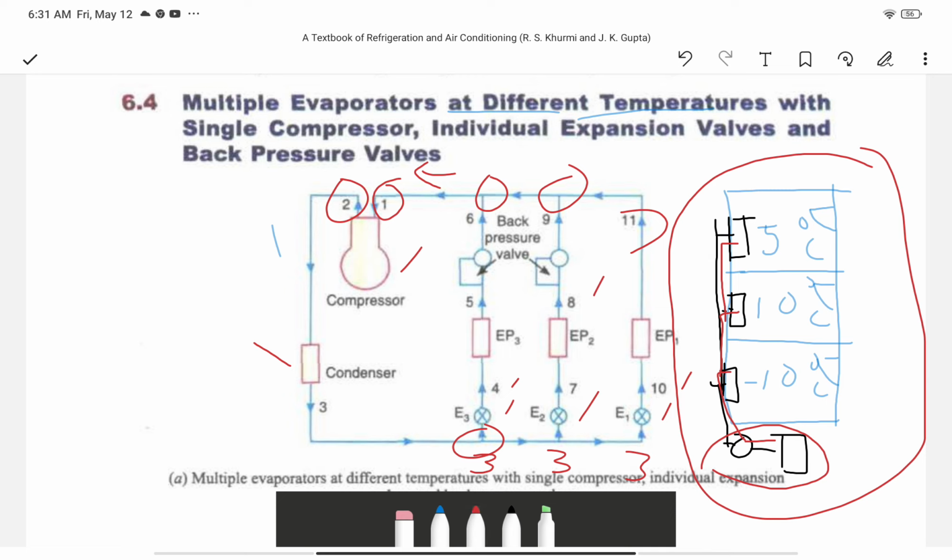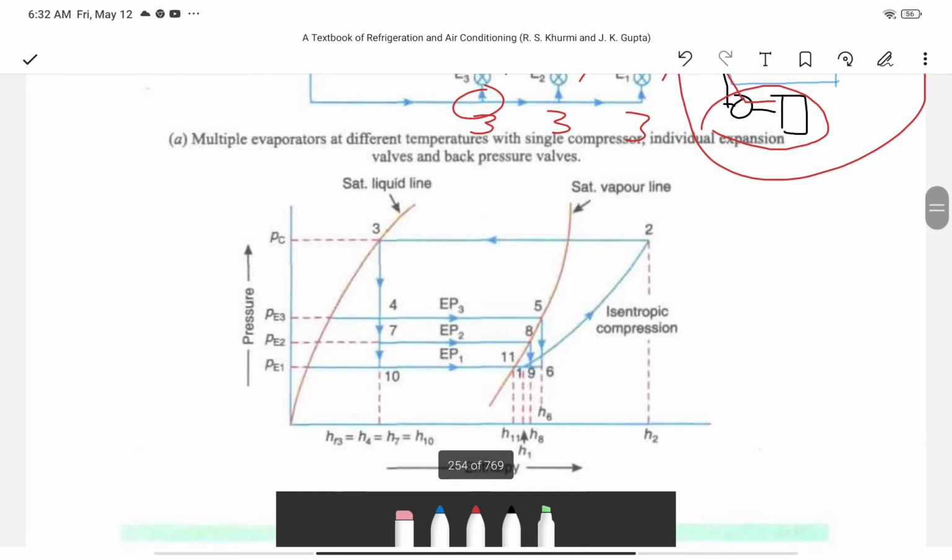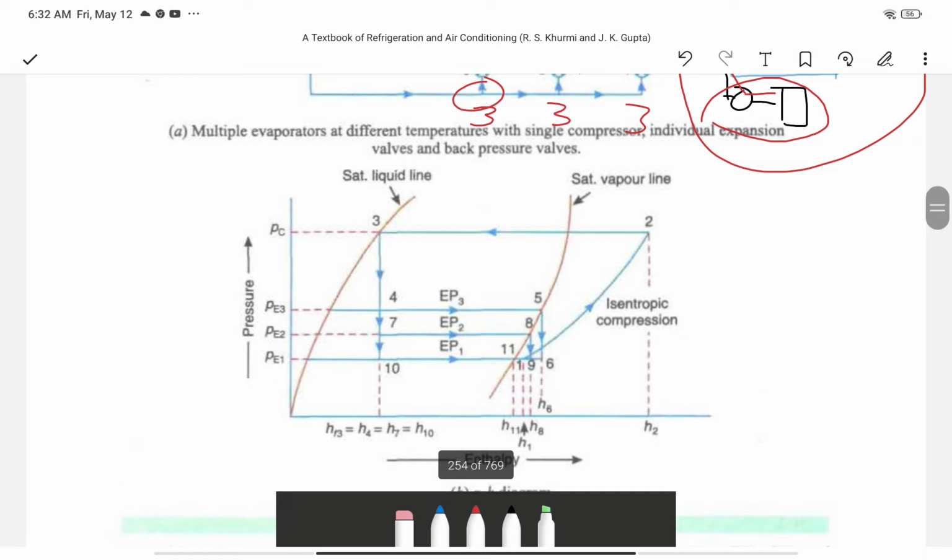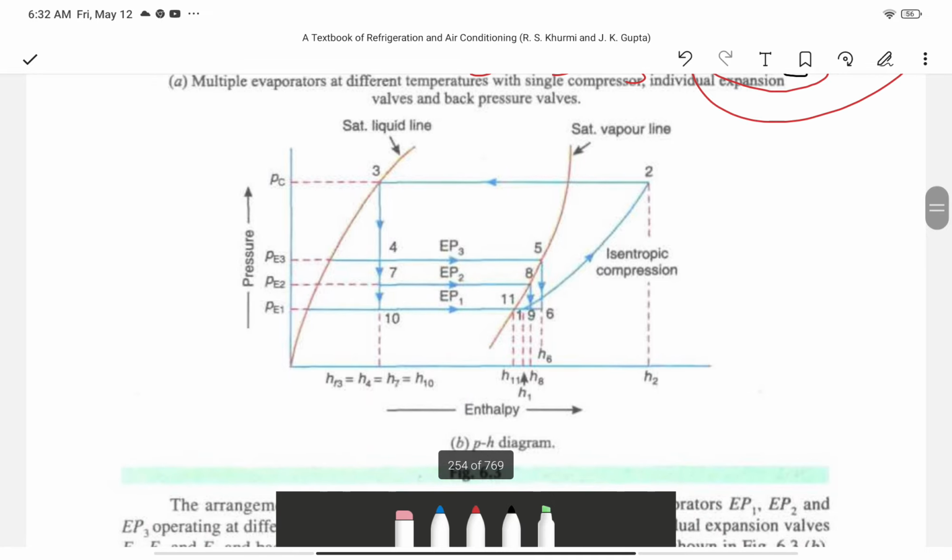Now let's see the pH diagram. This is actually the thing that we are focusing on: how to draw the pressure enthalpy diagram. Of course, this is our pressure, this is our enthalpy. At point 1, you can see that point 1 is here, right?